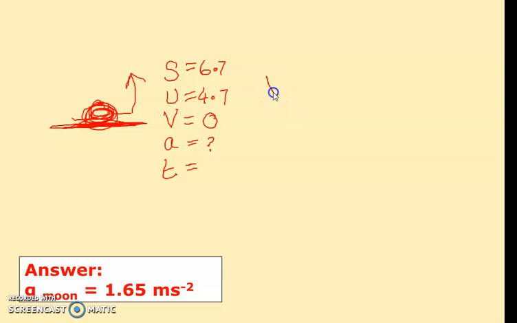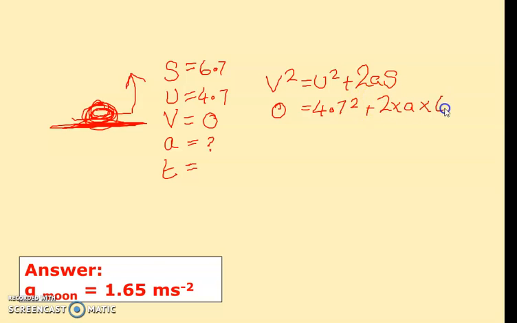So if I use that equation, this looks like v squared equals u squared. Remember, you're meant to know these, but they are in the back of the book for you to help you. V squared equals u squared plus 2as. That means I get 0 squared is 0 equals 4.7 squared, plus 2 times the a times the 6.7. So I need to do 4.7 squared on the calculator.